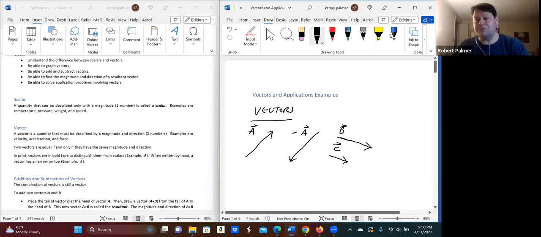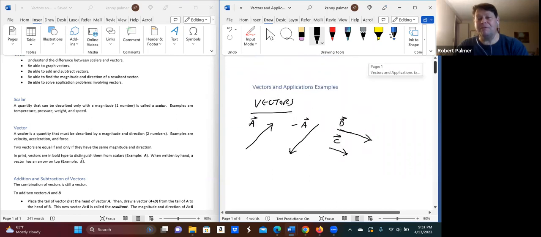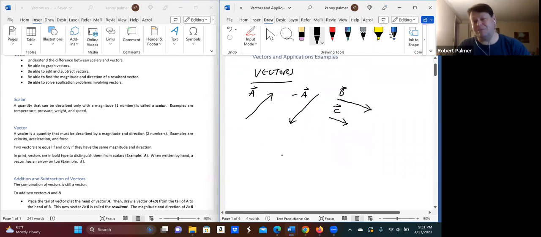So, as we said, two vectors are equal if and only if they have the same magnitude and the same direction. Here we can say that A is not equal to negative A. And then, of course, A is not equal to B.